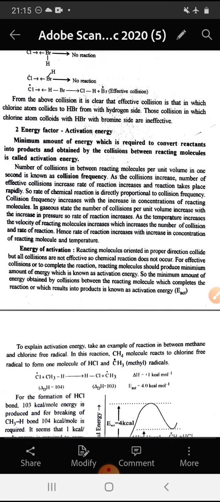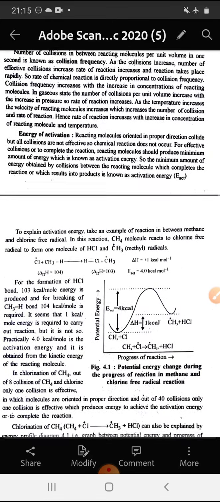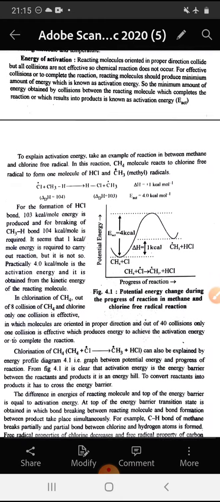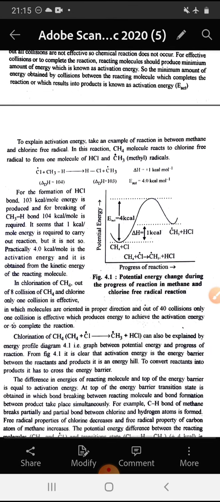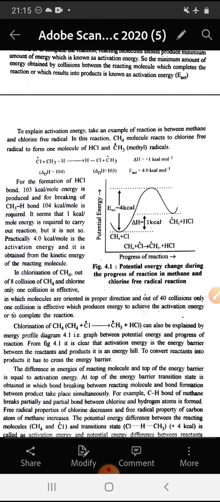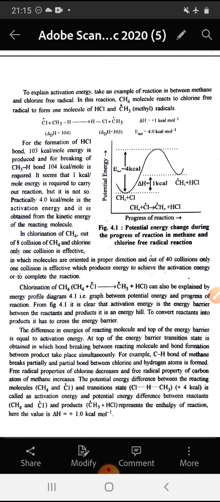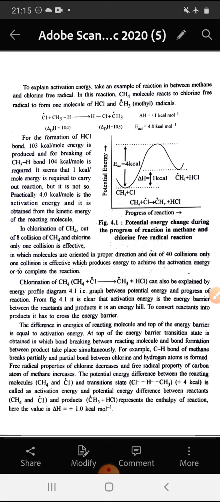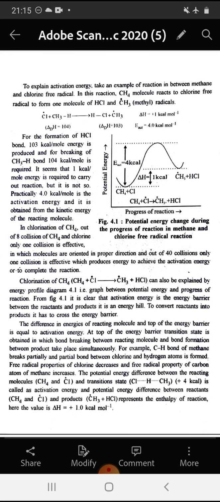To explain activation energy, let's consider the reaction between methane and chlorine free radical. In this reaction, a methane molecule reacts with chlorine free radical to form one molecule of HCl and methyl free radical. And as in the equation, we can see that the chlorine free radical combines with methane, and HCl is formed and methyl free radical is formed.